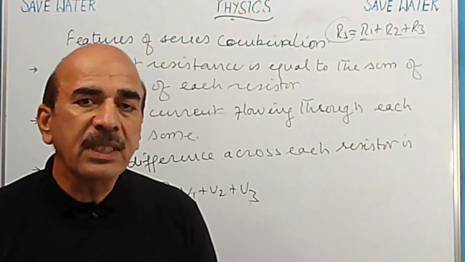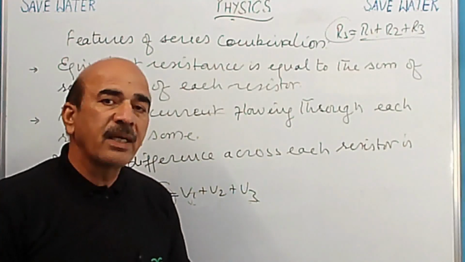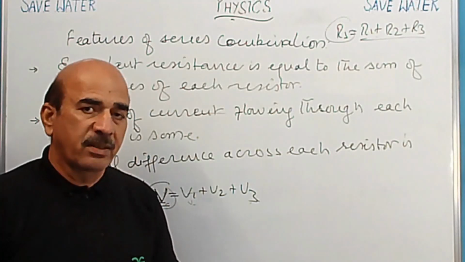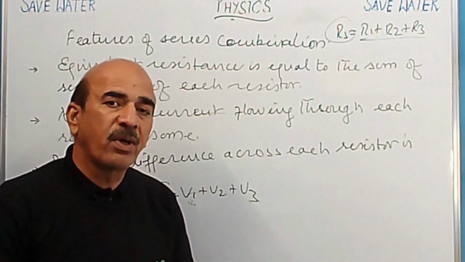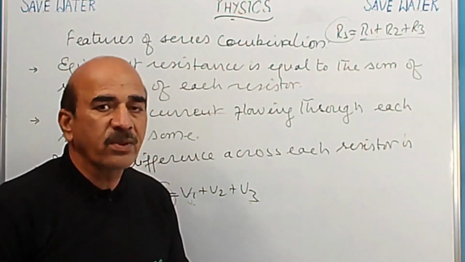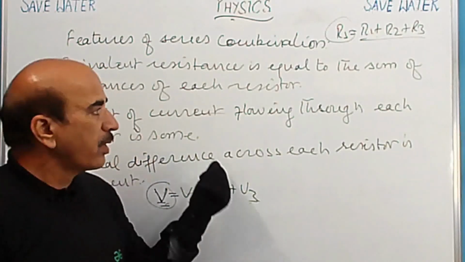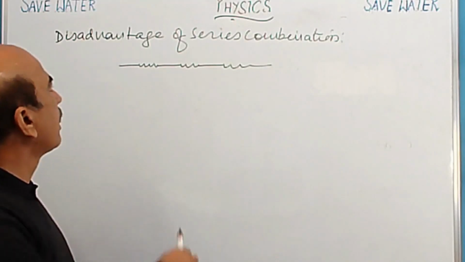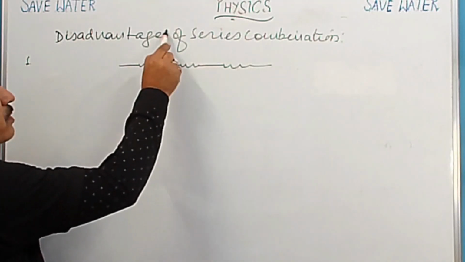Now we are going to discuss why don't we join our appliances or conductor in series. Why don't we join appliances at home in series combination? Means what is the disadvantage of series combination? Okay, now note down these points. So now disadvantages of series combination here.